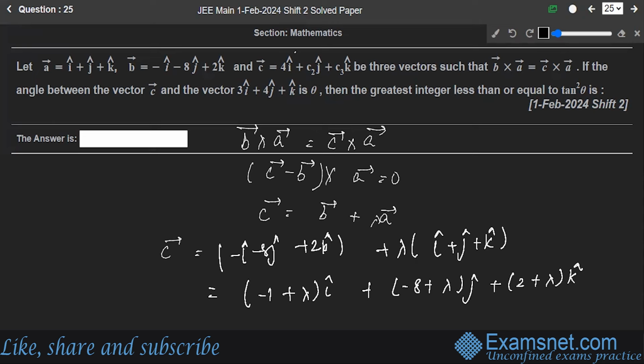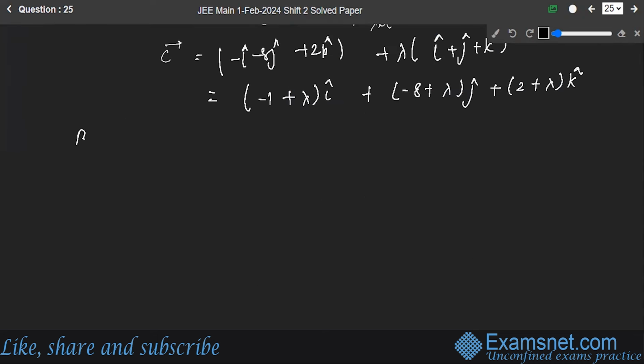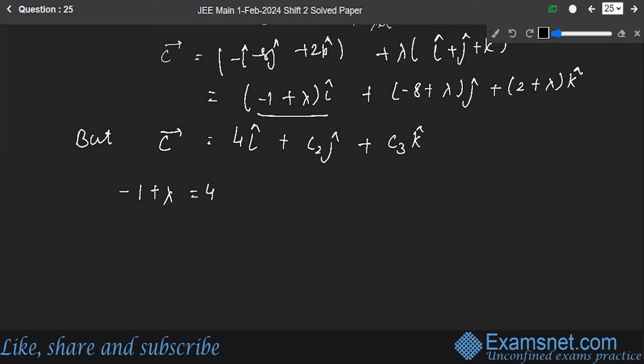But you are given that C vector is 4i, c2 j, c3 k. This gives you minus 1 plus lambda is equal to 4, minus 8 plus lambda is equal to c2, and 2 plus lambda is equal to c3. From here you have lambda is equal to 5.